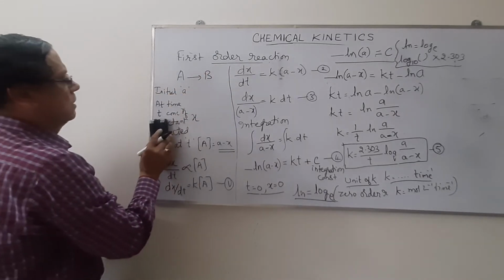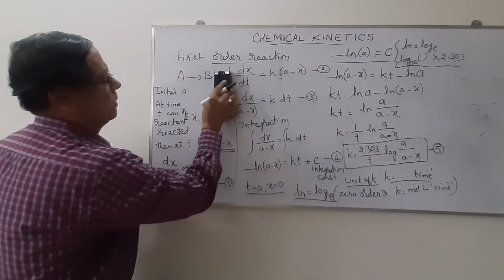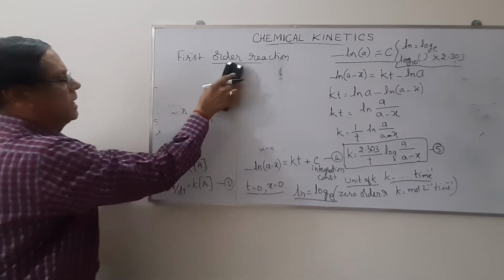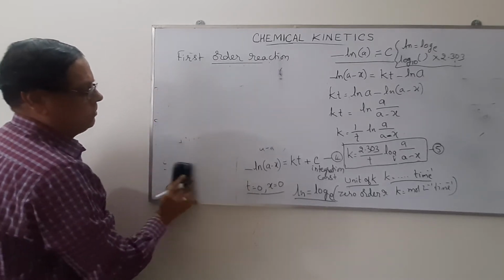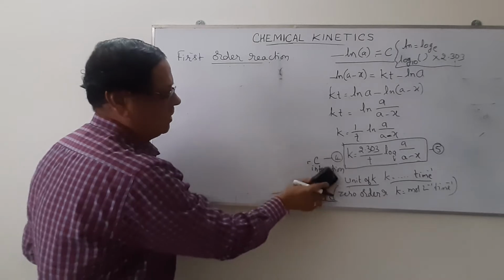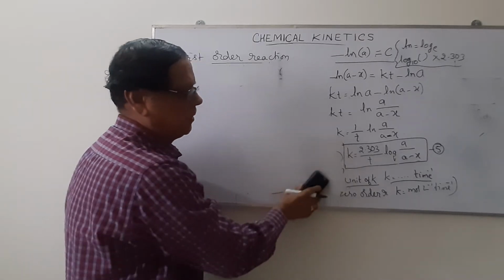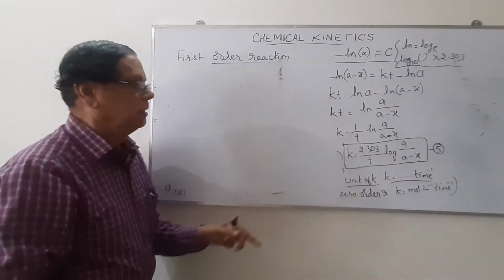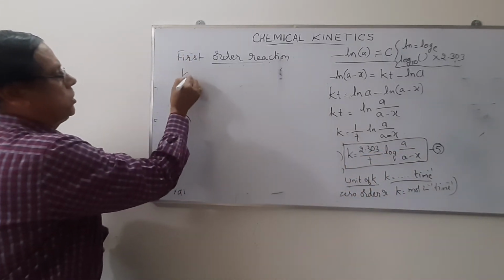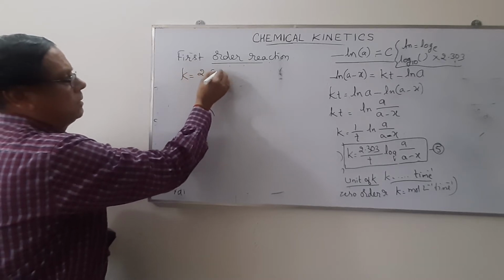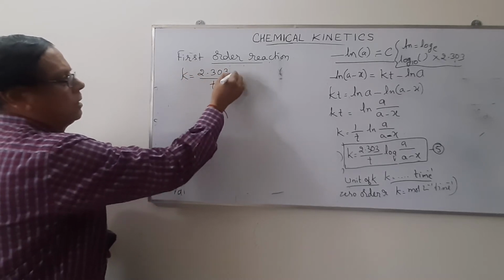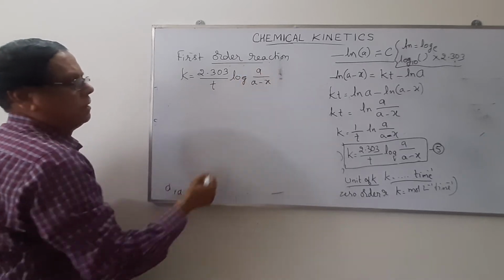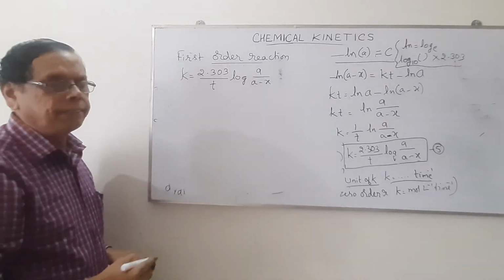Now let us go again to the half-life period of a first order reaction. When we consider this rate expression for the first order reaction, K is equal to 2.303 by t log a by a minus x. Then we can substitute the half-life conditions. This is from equation 5.